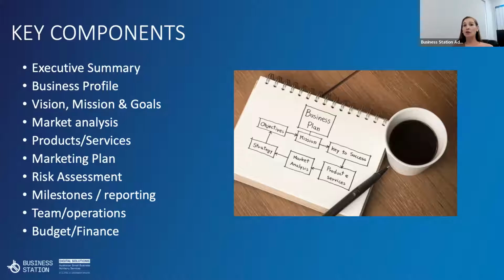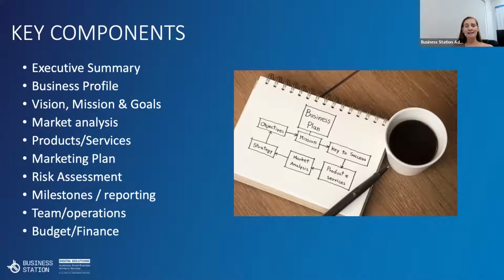Your business profile or your company overview is really important. This is where you'll identify your industry, identify what it is that you're selling and how you're going to charge for that. Your vision, your mission, and your goals are really important. We will expand on that in just a second, because that tends to be a bit of a grey area. People tend to get a bit stuck on those components.